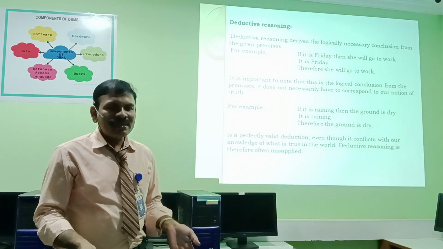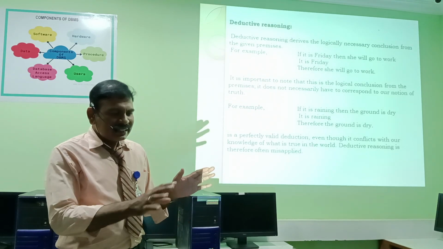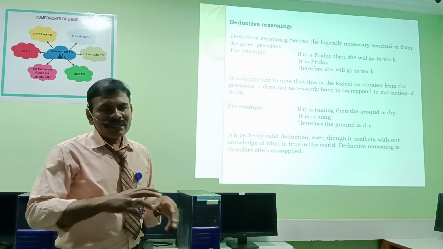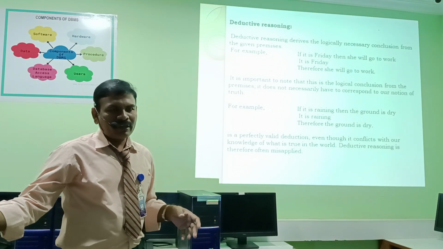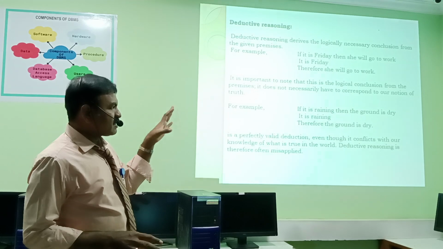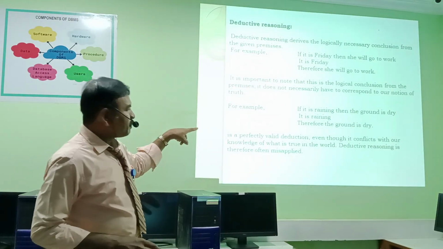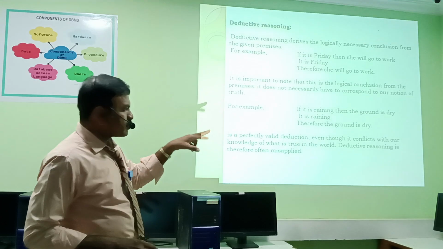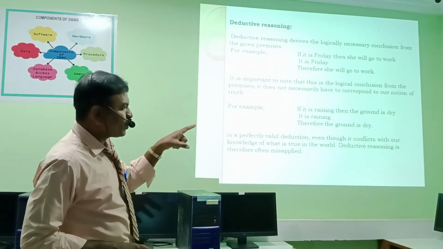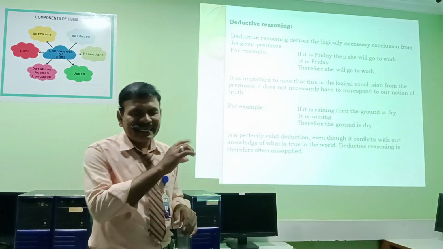Now the time is raining, the ground is not dry. Automatically the ground is going to flood for that particular duration. So that's the reason here. If it is raining, then the ground is dry. It is a perfectly valid deduction, even though it conflicts with our knowledge of what is true in the world. Deductive reasoning therefore is often misapplied here.